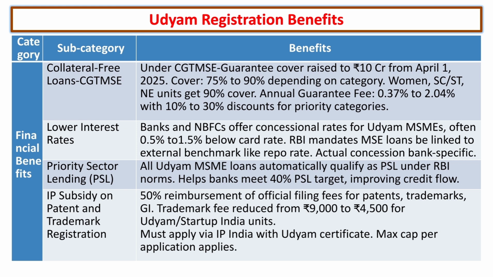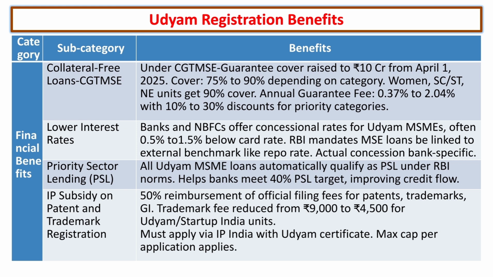Lower interest rates. Banks and NBFCs offer concessional rates for Udyam MSMEs, often 0.5% to 1.5% below card rate. RBI mandates MSE loans be linked to external benchmark like repo rate. Actual concession is bank-specific. Priority sector lending, abbreviated as PSL. All Udyam MSME loans automatically qualify as PSL under RBI norms. Helps banks meet 40% PSL target, improving credit flow.